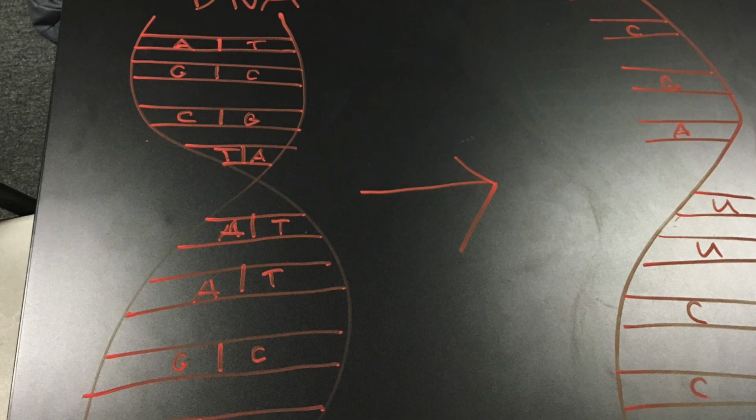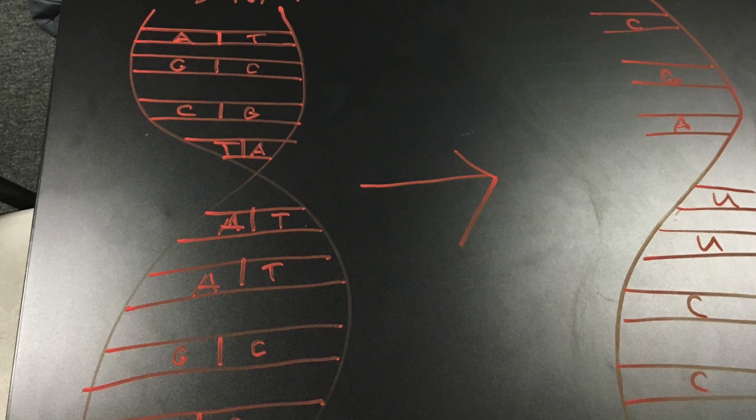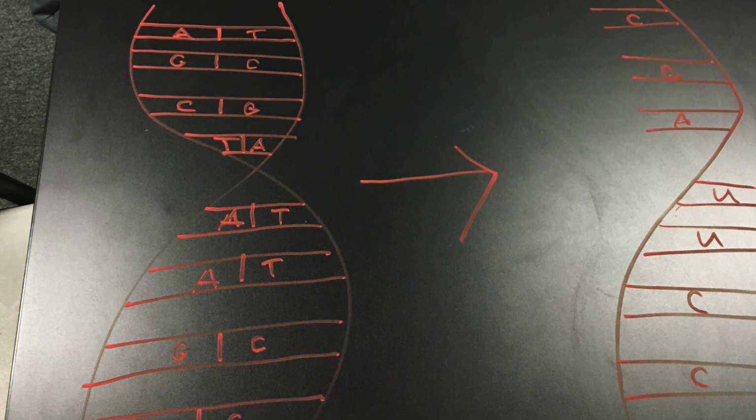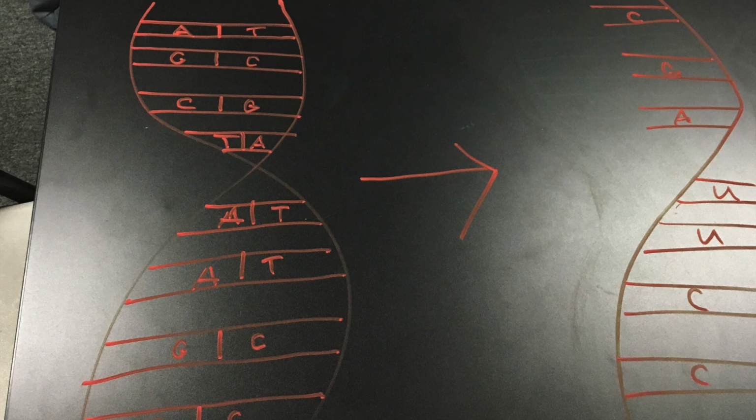RNA is like a copy of a blueprint. DNA is the original copy. If the original copy is lost, then you cannot make more copies without it.